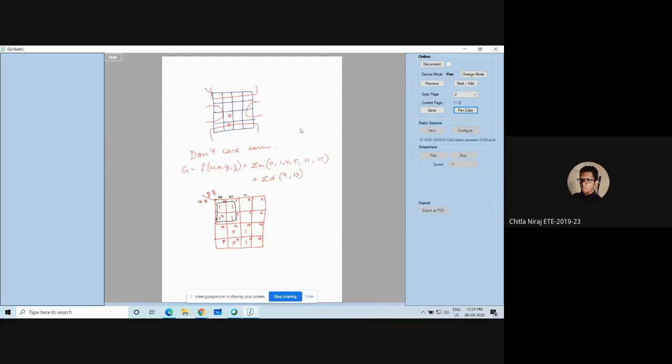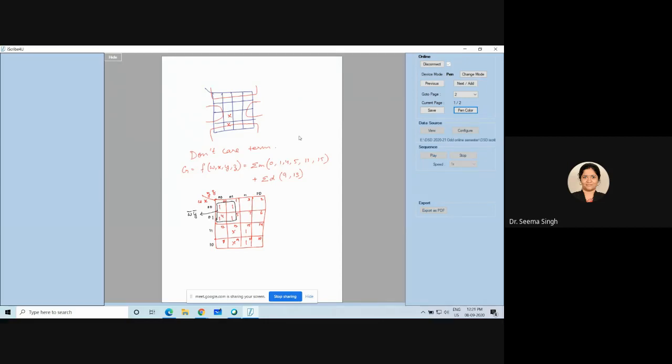Yes, ma'am. Okay. W bar Y bar plus Y bar Z plus WZ. So you have got three terms. What is this 0, 1, 4, 5 giving? W bar Y bar. Okay, so 0, 1, 4, 5 is giving me W bar Y bar.